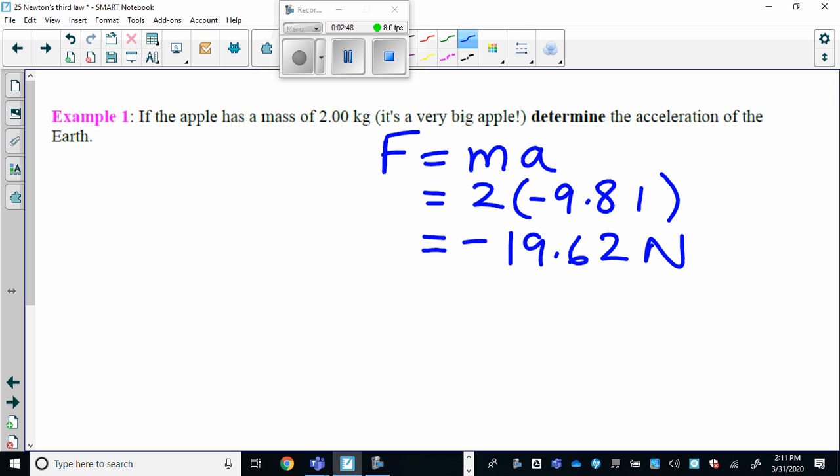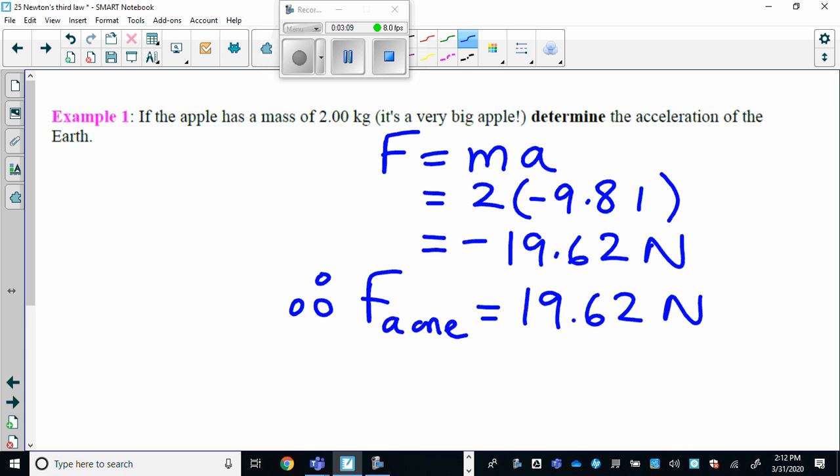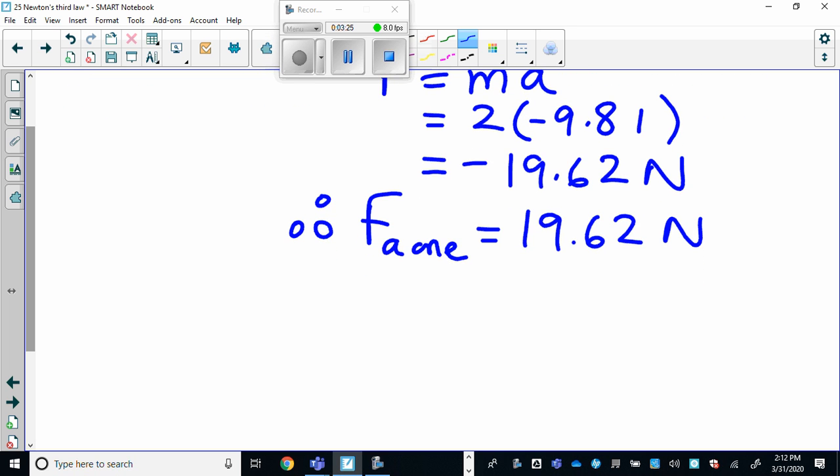So Newton's third law says for every action, there's an equal and opposite reaction. So the force of the earth on the apple must be equal and opposite to the force of the apple on the earth. So we can say, therefore, the force of the apple on earth is equal and opposite. So it's positive. In other words, the apple is pulling up the earth with a force of 19.62 newtons, which is completely true. Now the question is to determine the acceleration of the earth. So that's the force of the apple on the earth.